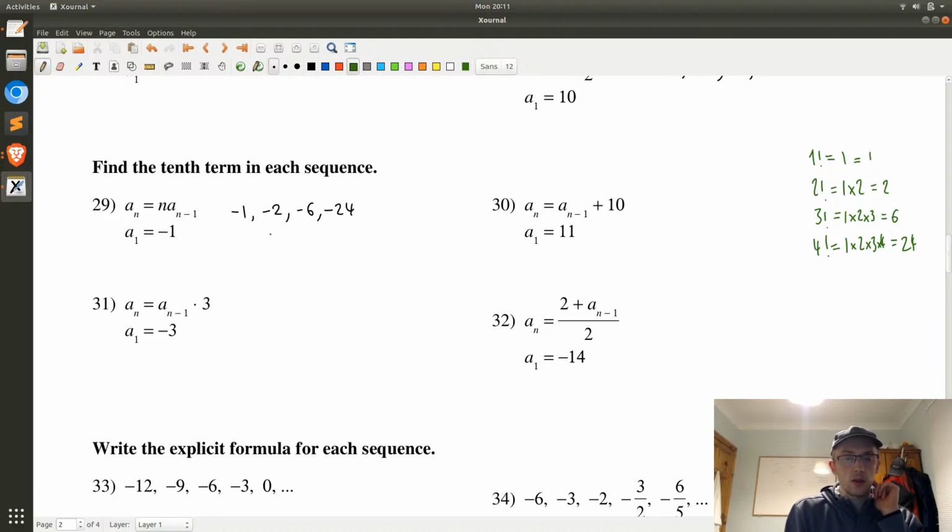So anyway, I would need the 10th factorial. How do I get that? Well, let's see. Can I remember? 1, 2, 6, 24, 120, 720, 5,040, 40,320, 362,880, 3,628,800 with a negative sign in front.